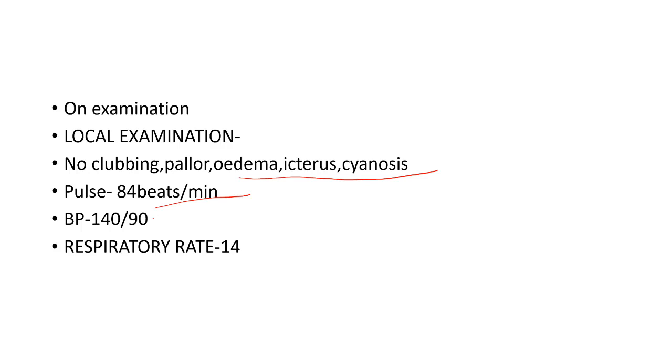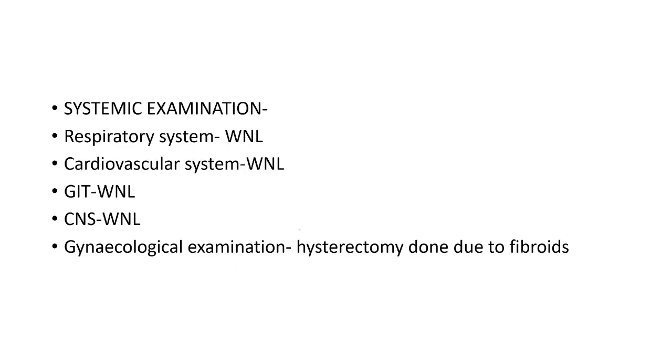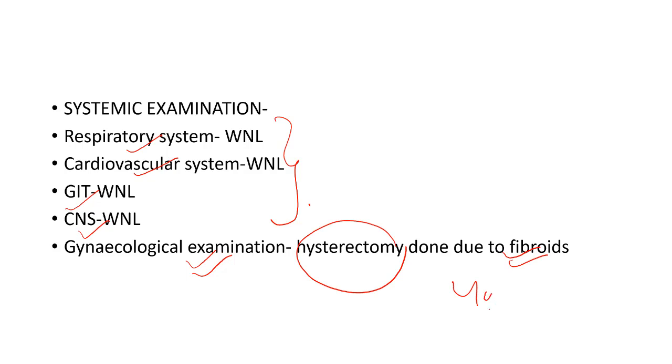Pulse was normal, but she was hypertensive, so BP was 140 by 90, and respiratory rate was also normal, that is 40. On systemic examination, respiratory system, cardiovascular system, GIT, as well as CNS, all of them are within normal limits. On gynecological examination, she had a hysterectomy done due to fibroids, 4 years back.